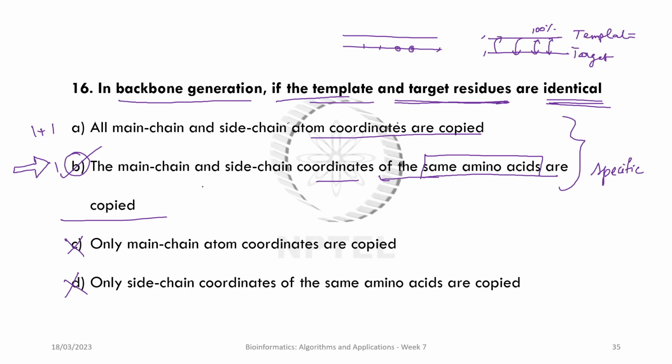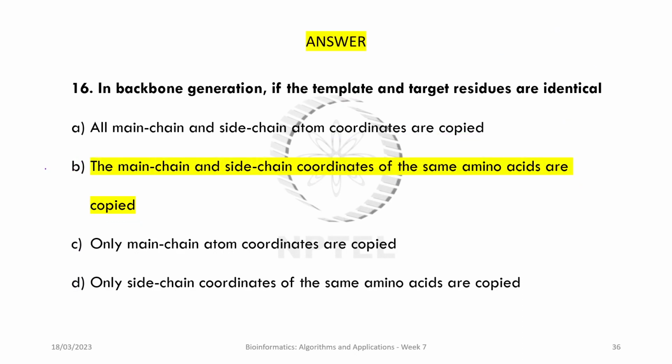Does that solve your question, Vijayanta? So the main chain and side chain coordinates of the same amino acids are copied. Okay.